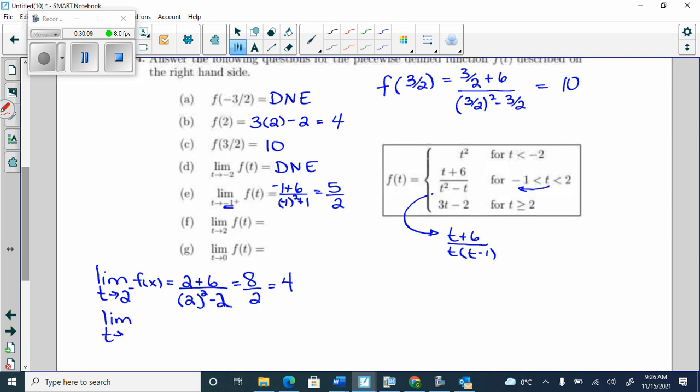The limit as t approaches 2 from the right, we have to plug it into the bottom one. So we're going to go 3 times 2 minus 2, which is 4. They were both approaching 4, so the limit is 4 at 2.